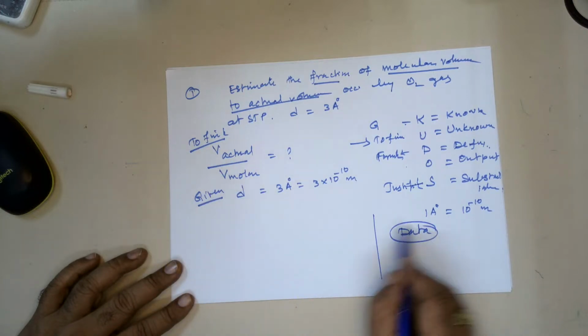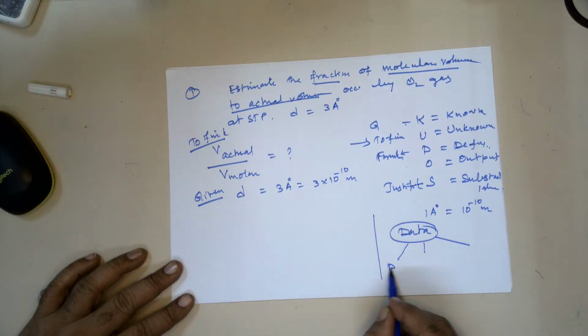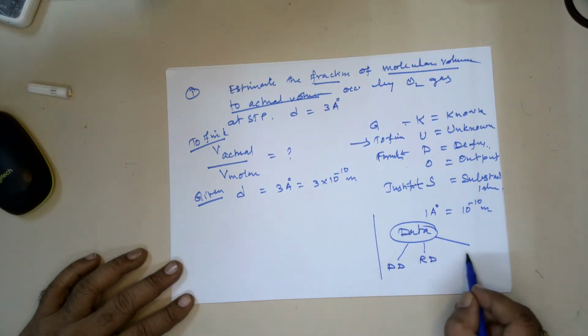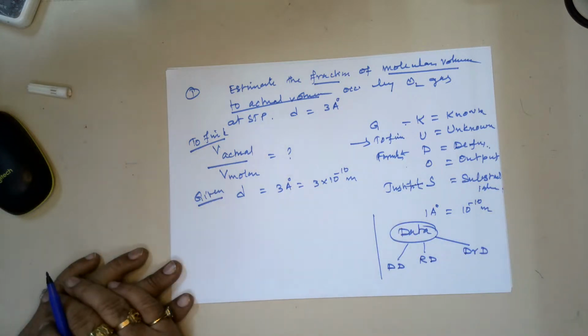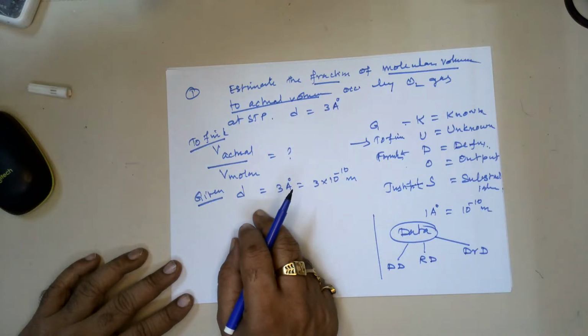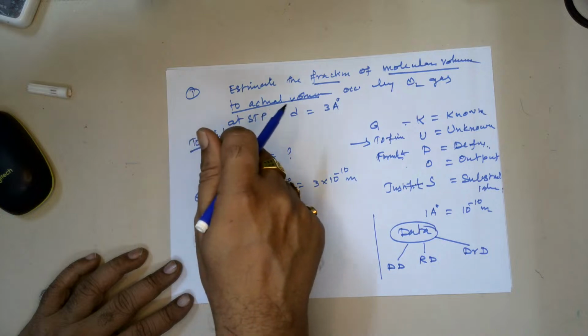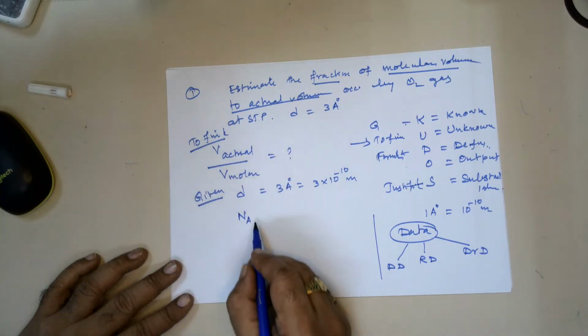There are 3 types of data. One is direct data. Second is the reference data. Third is the derived data. You had to derive some data suitably. So here you need some of the references also. Avogadro's number, because it is talking about the molar volume. So we should be aware of Avogadro's number.